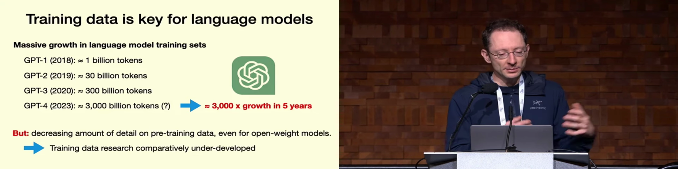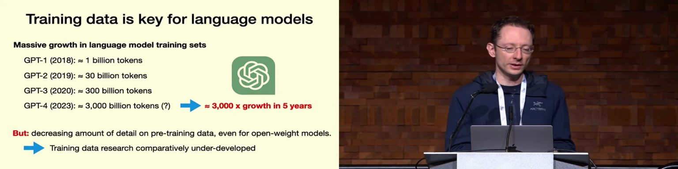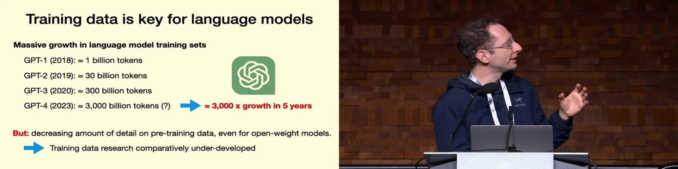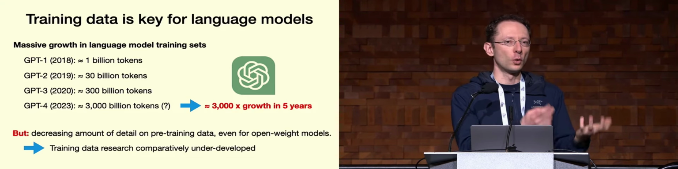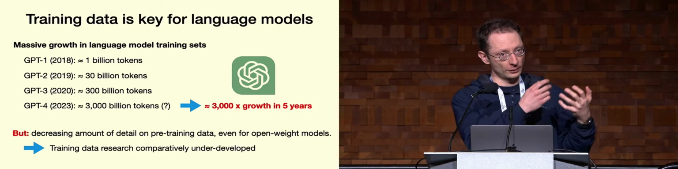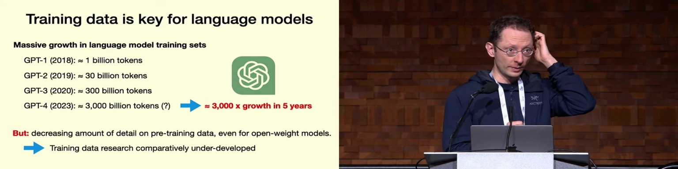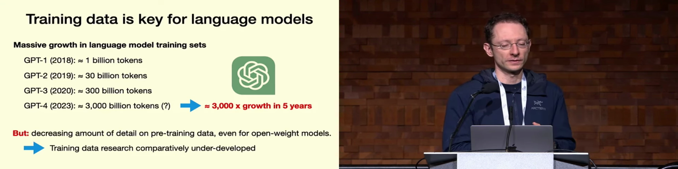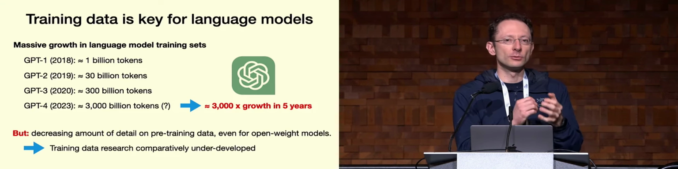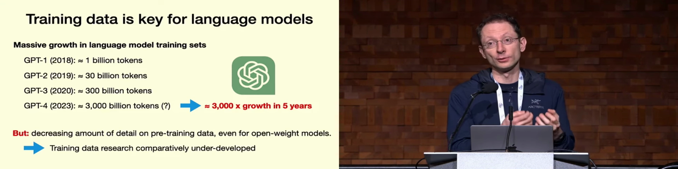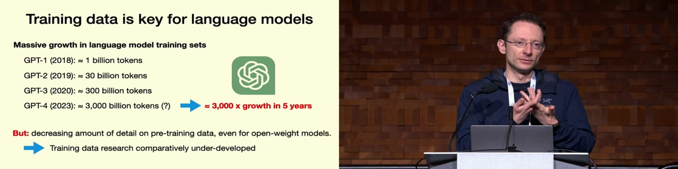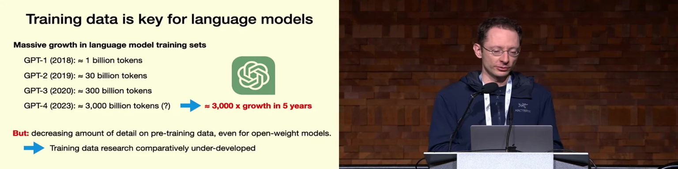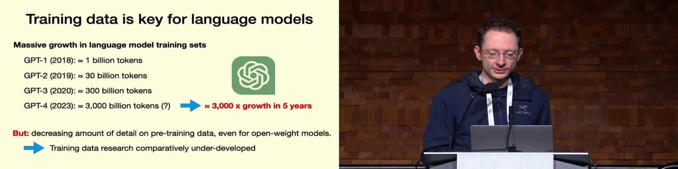And at the same time, while these training sets have grown so much, there's actually a decreasing amount of detail on pre-training data, even for open weight model releases. For instance, if you look at the Llama 3 or Qwen 2.5 technical reports we just talked about, they release the weights of their models, but they don't release the training data. So I think as a result, overall, the research space around training data curation is still comparatively underdeveloped.